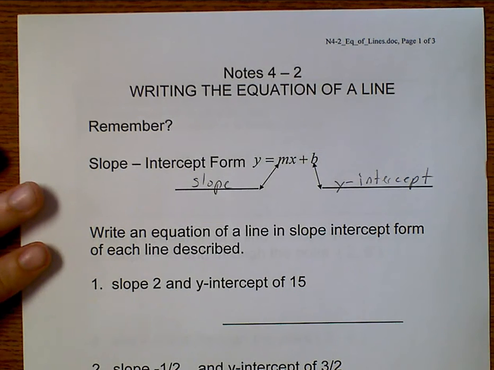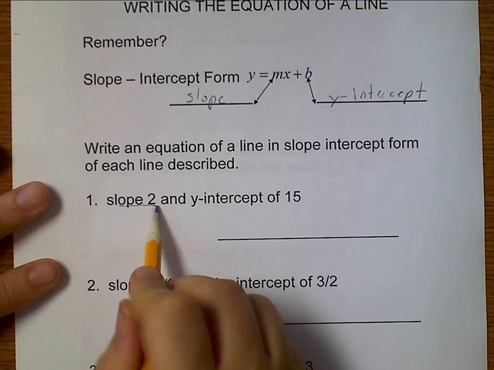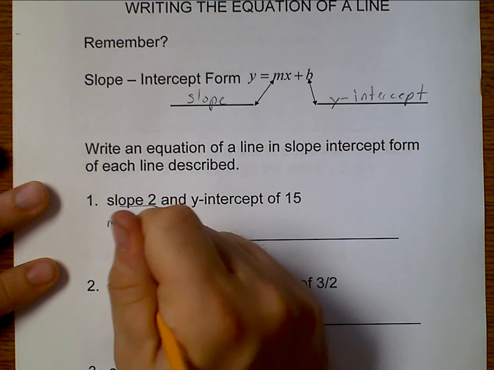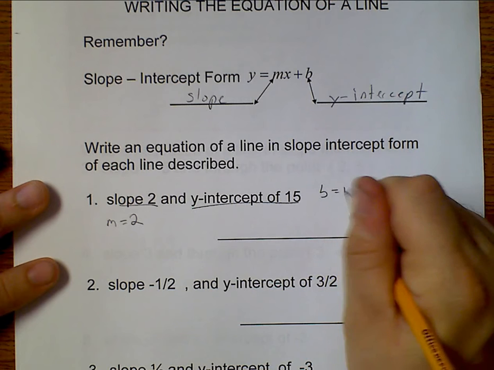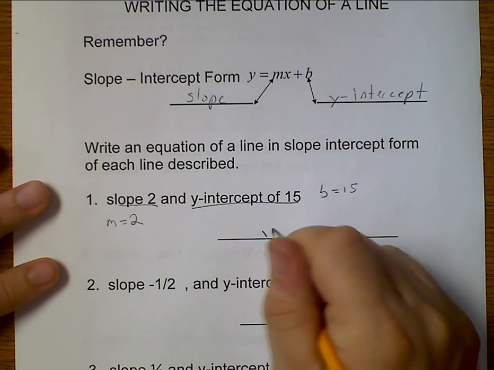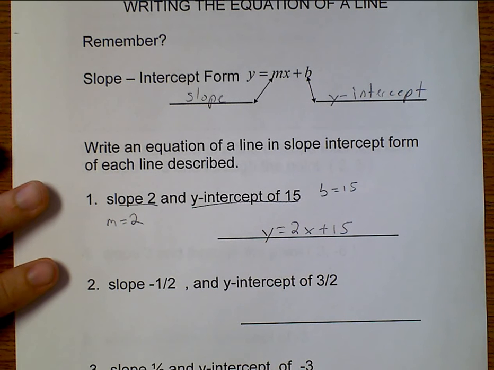So we want to go ahead and write some equations. Well, my slope is 2. That means that m equals 2. My y-intercept of 15, so b equals 15. And so y equals 2x plus 15. And that's it.